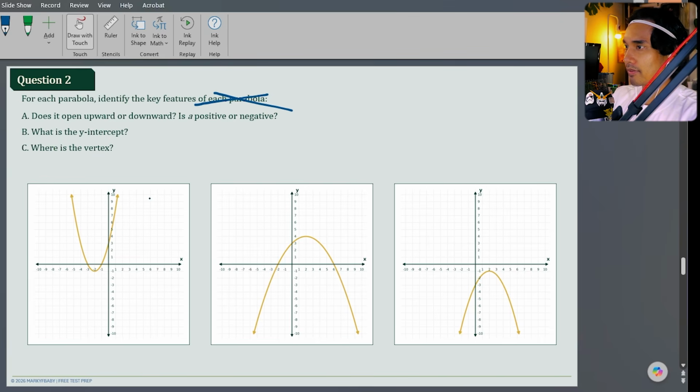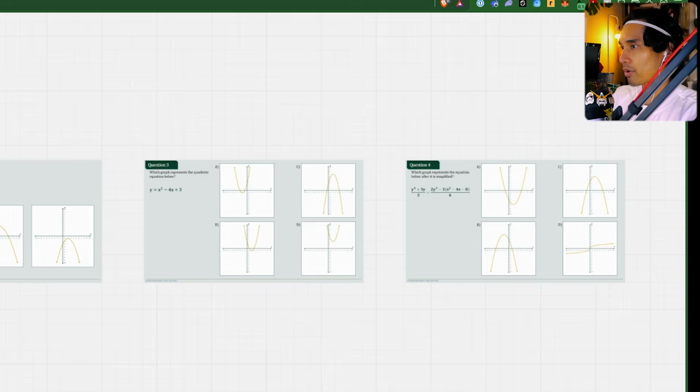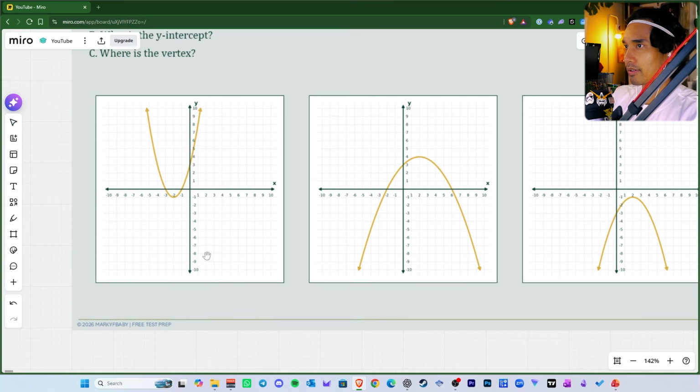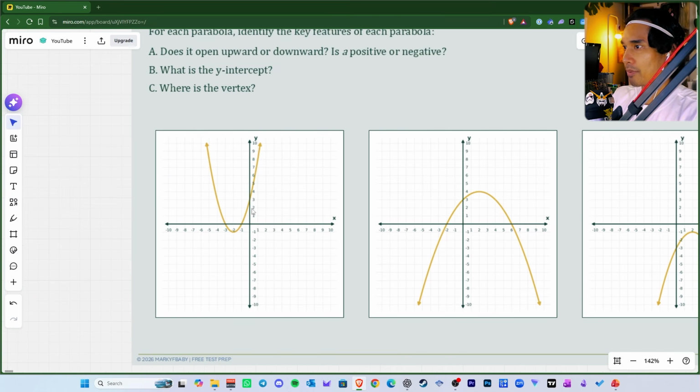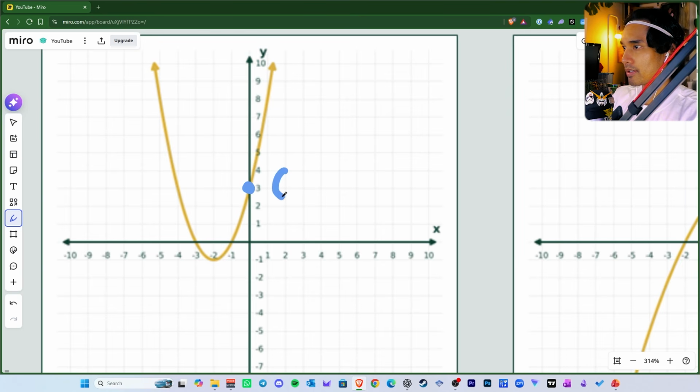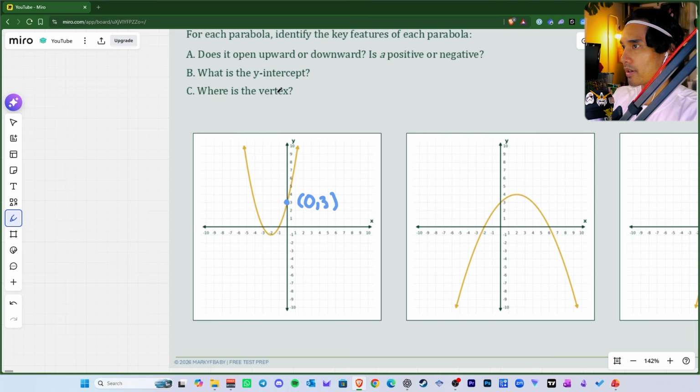Let's look at this graph right here. Does it open upward or downward? Well, it opens upward. So A is positive. Okay. What is the y-intercept? Well, if we look over here, if we do our best to zoom in, and I do have a Miro board open, and let's go look at this one, right? It looks like the y-intercept is right here at 0, 3. Okay?